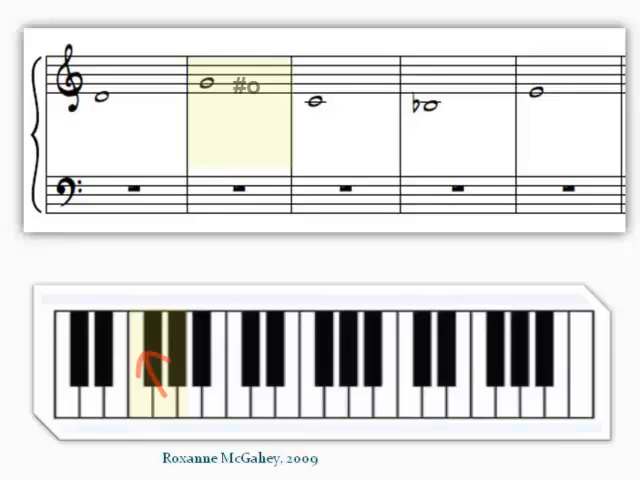See if you can work out what a diatonic semitone above and below C would be. Just pause this module while you work it out.